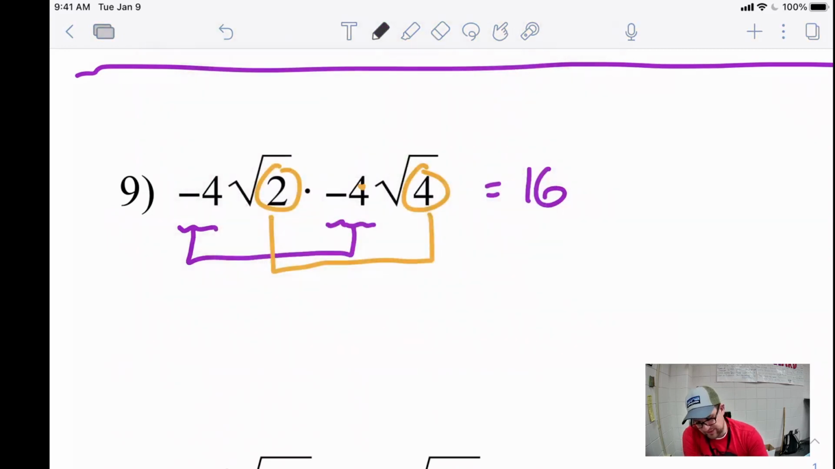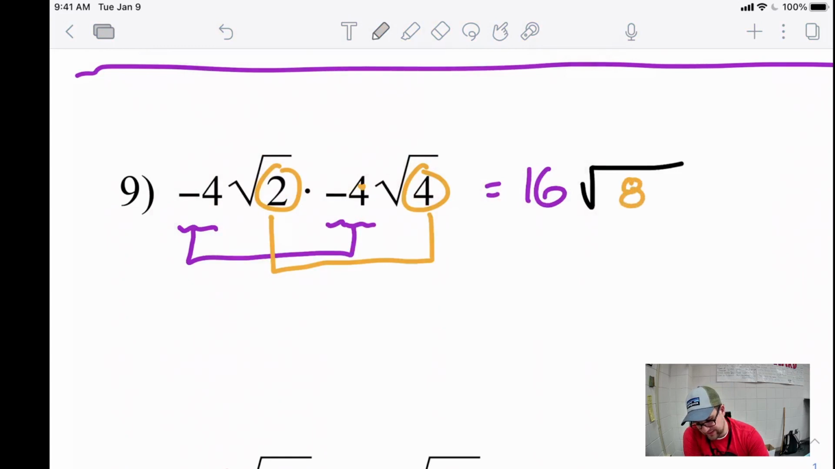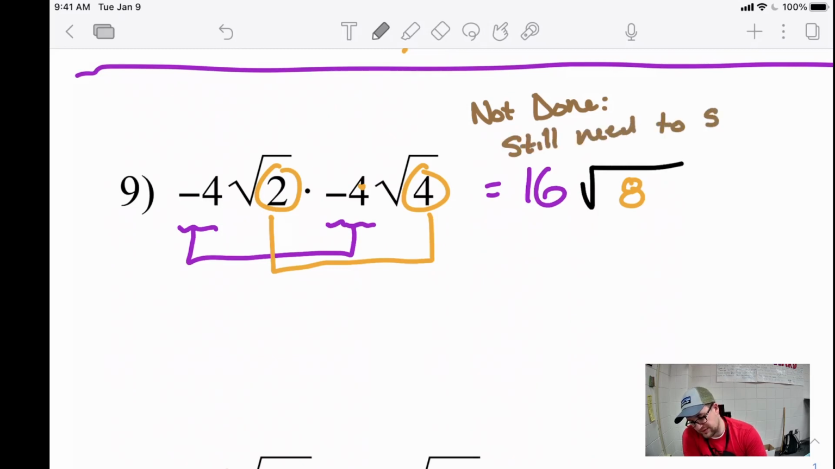Then I would have my square root, right? That's on the outside because it came from outside numbers. 2 times 4 is going to give us 8, and that's going to be on the inside. Now, this problem right here, I'm not going to finish it for you. This one is not done, though. And the reason this is not done is that you still need to simplify. Still need to simplify. So, maybe that's a good one for you to start on.